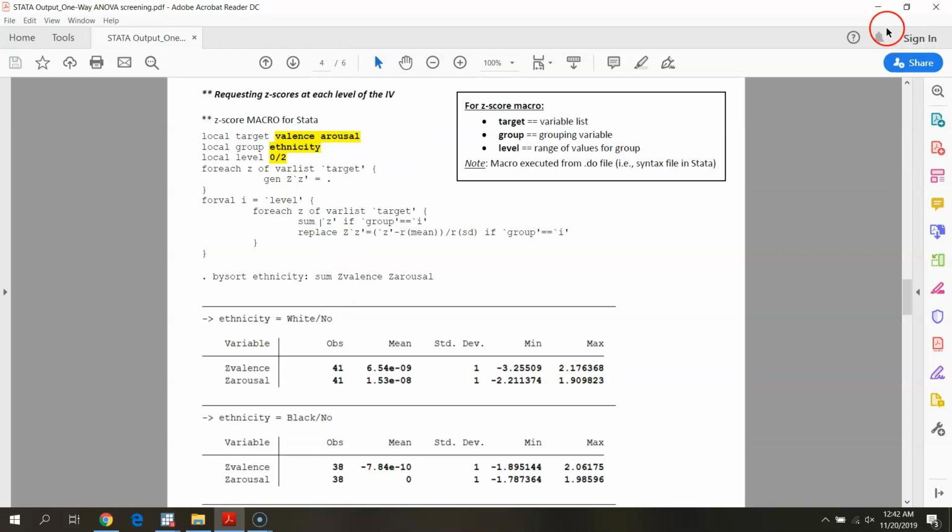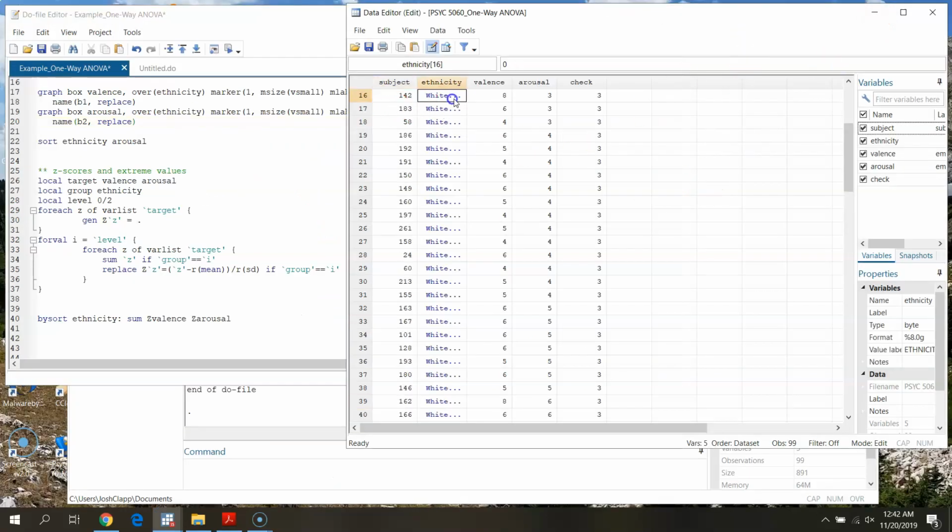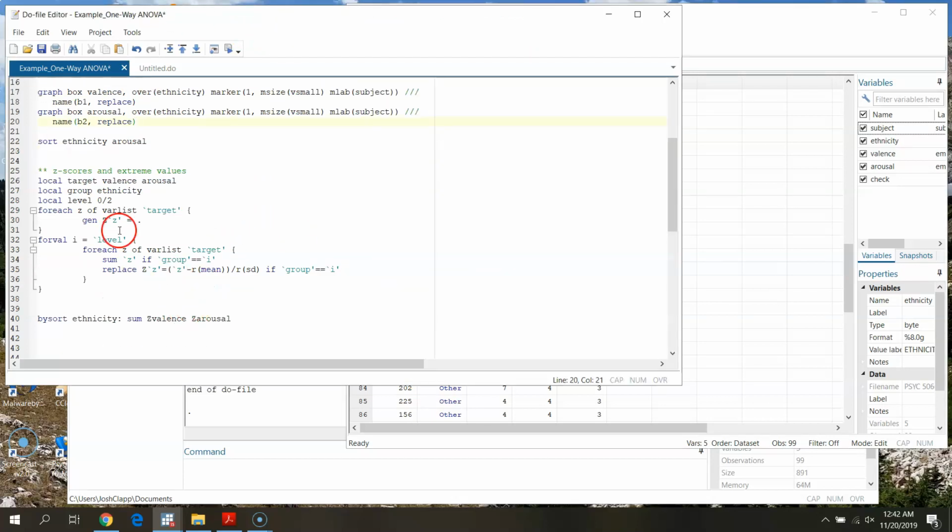Our groups are coded: white non-Hispanic is 0, you can see that up here, Black non-Hispanic is 1, and our other group is 2. The only thing we're going to modify in this macro is our variable names. We've got valence and arousal, our grouping variable is ethnicity, and the min and max for our grouping go from 0 to 2. Going to put that in there. Once we've done that, everything looks good. Highlight the whole thing and run that.